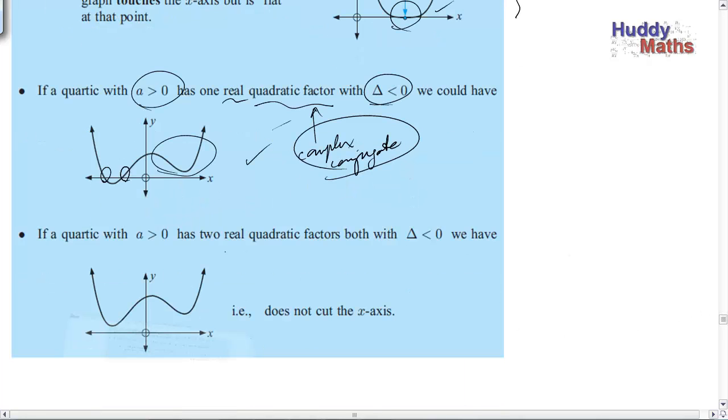Okay, and a quartic with two real quadratic factors, both with a discriminant less than naught, might look like this, because each of the quadratic factors produces a complex conjugate pair, and on the real Cartesian plane you can't plot complex numbers. So although there are two real quadratic factors, there are four imaginary zeros which don't appear. So it actually doesn't cut the x-axis. Okay, so interesting, isn't it?